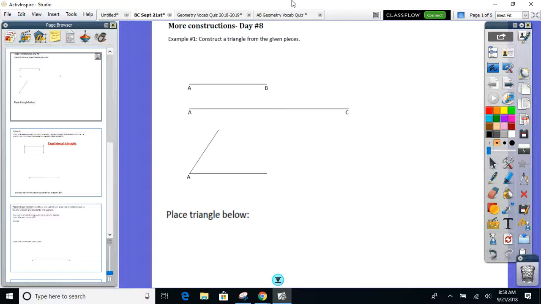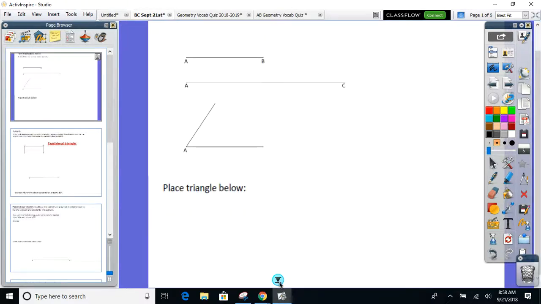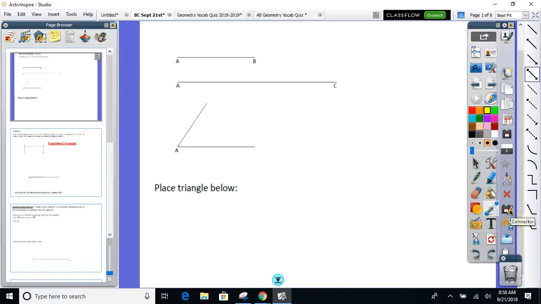All right, everybody good? Ready to go? Okay, so we're going to have to copy one of those segments first. But before I copy anything, what do I need to copy it on? A ray. So yes, down below where it says place the triangle below, you want to take your straight edge and make a ray, preferably longer than AC.